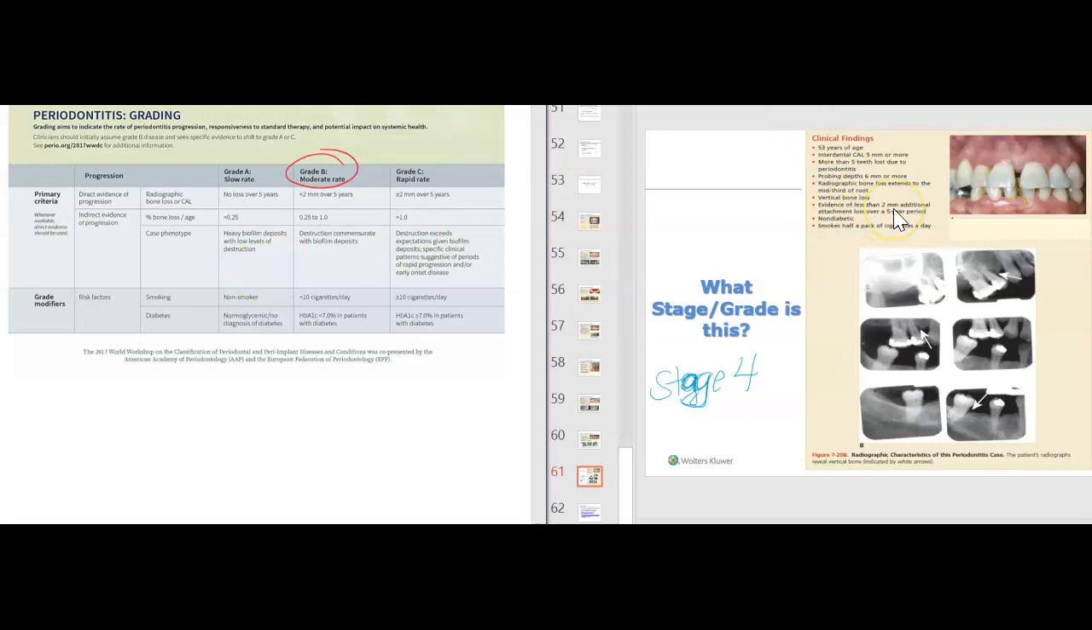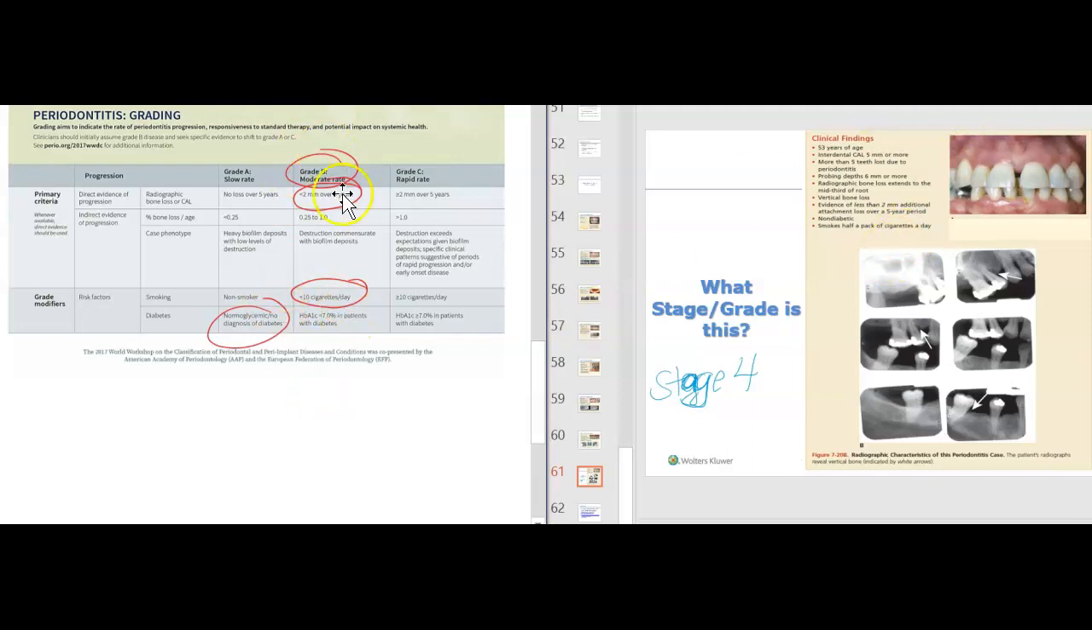Less than 2 millimeter additional attachment loss. So that's this one over here. He does have less than 2 millimeters of bone loss over the past 5 years. He is not diabetic. He smokes half a pack of cigarettes a day. Okay, half a pack is 10 cigarettes a day.